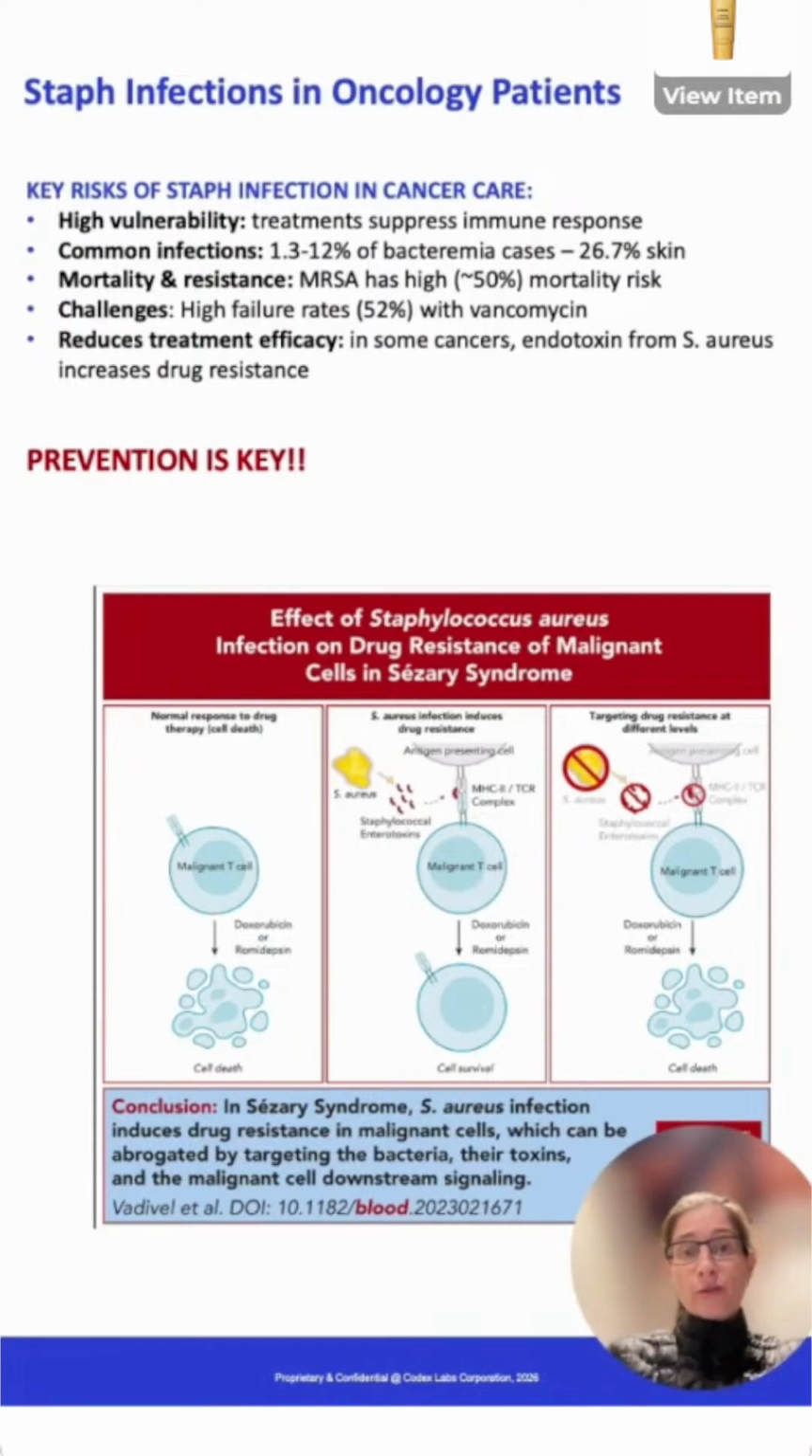The bigger issue is the mortality and resistance issue with methicillin-resistant Staph aureus, or MRSA, because this poses a high mortality risk, with a 30-day mortality for pneumonia or bacteremia approaching about 50% in some studies. It also has significant treatment challenges because there are high treatment failure rates. One study reported up to 52% with vancomycin, which sometimes necessitates alternative interventions. So the key here is prevention.